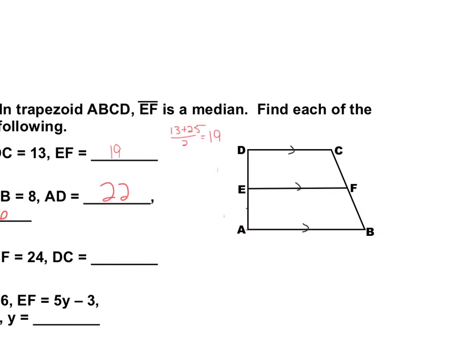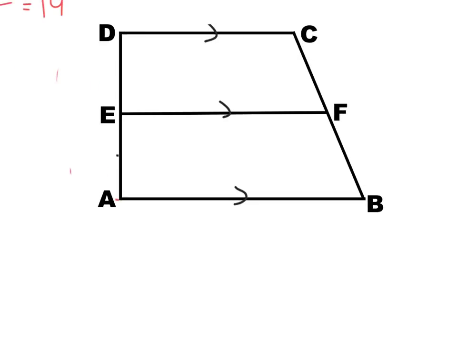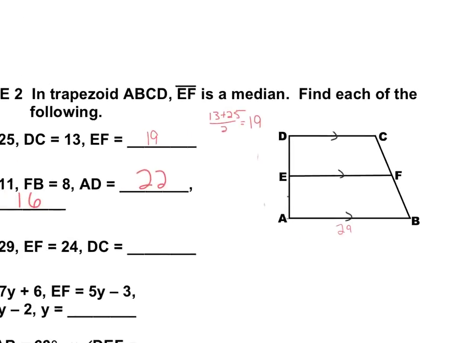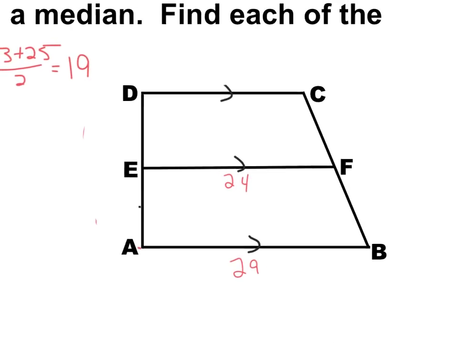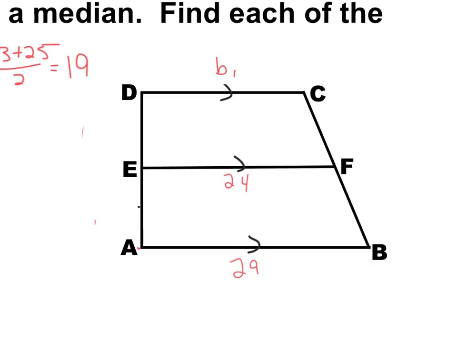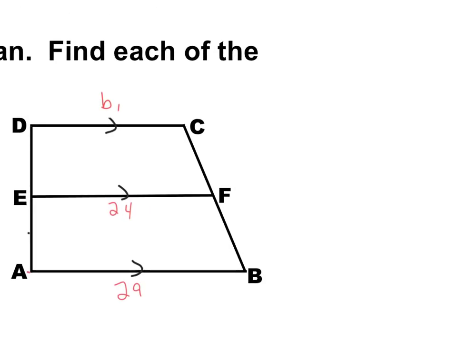Okay, now let's look at the next one. This one's a little bit tougher. It says AB is 29, and it says EF is 24. It wants me to find DC. Or actually, instead of a question mark, I'm going to call that B1, a base. So this is kind of backwards of what I was doing a second ago. I'm going to come over here to the side to do this one.